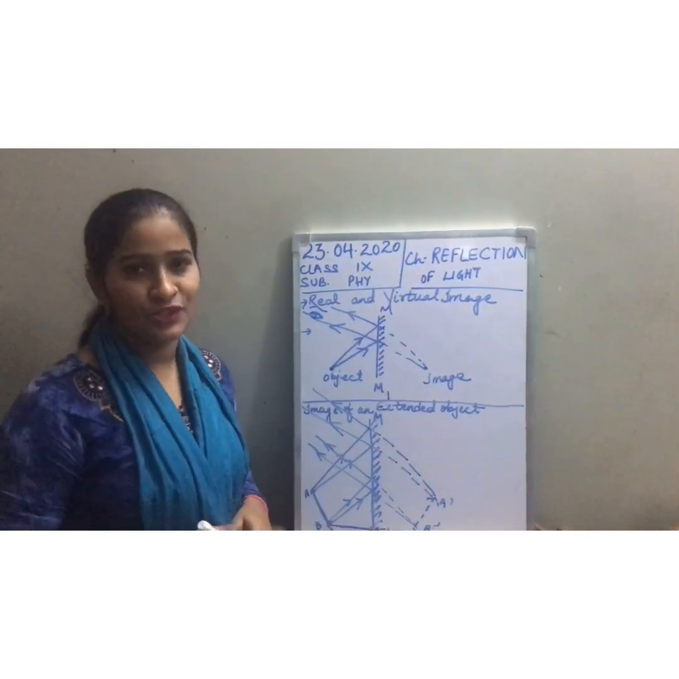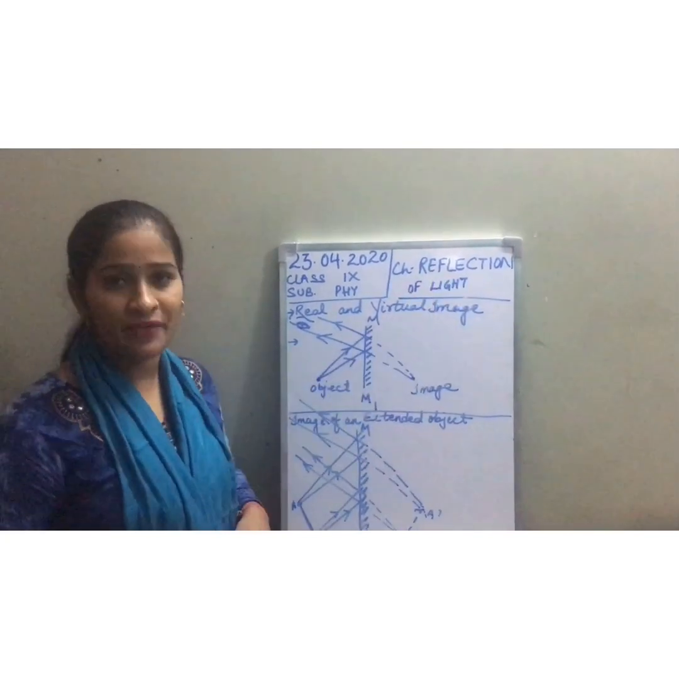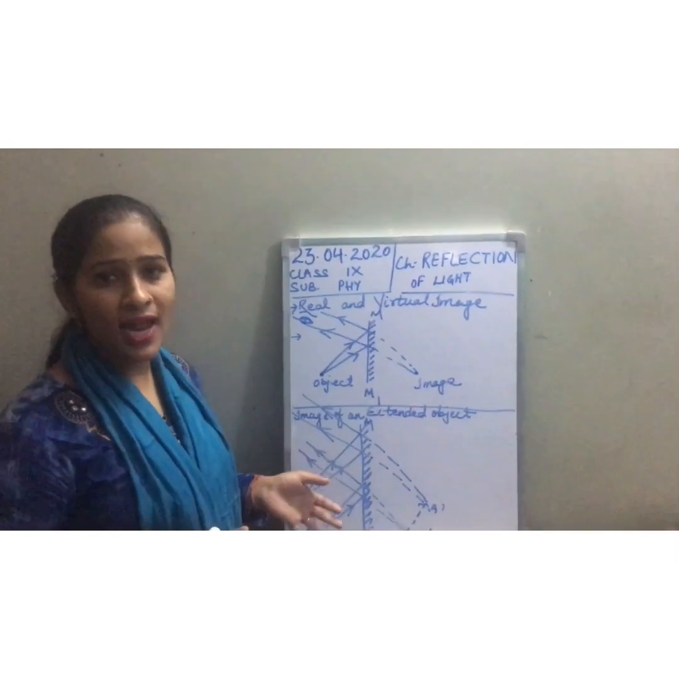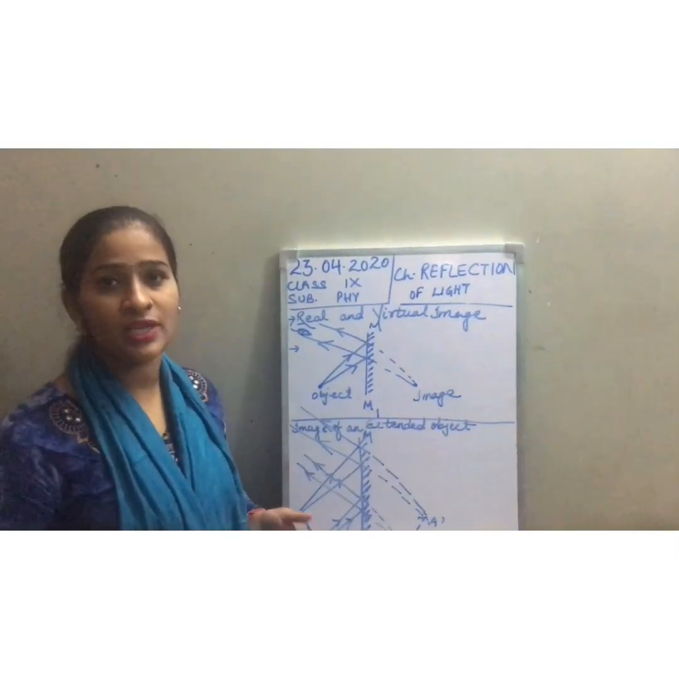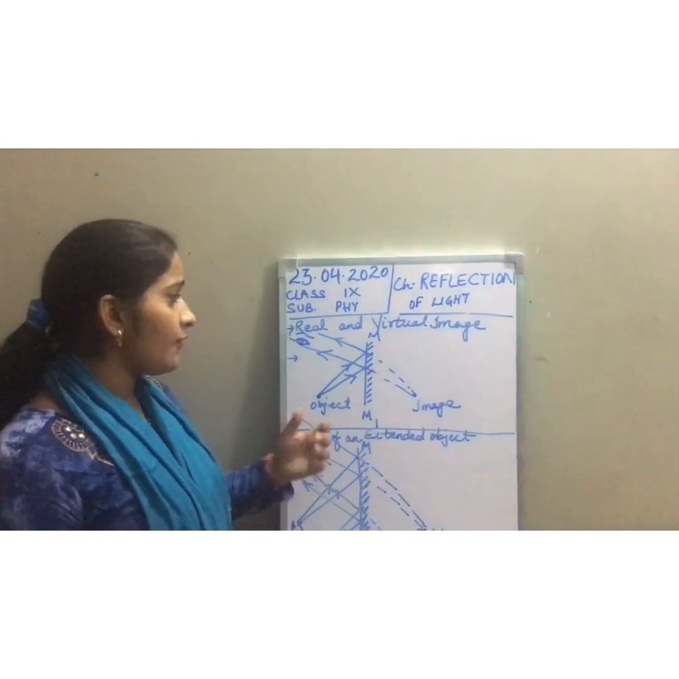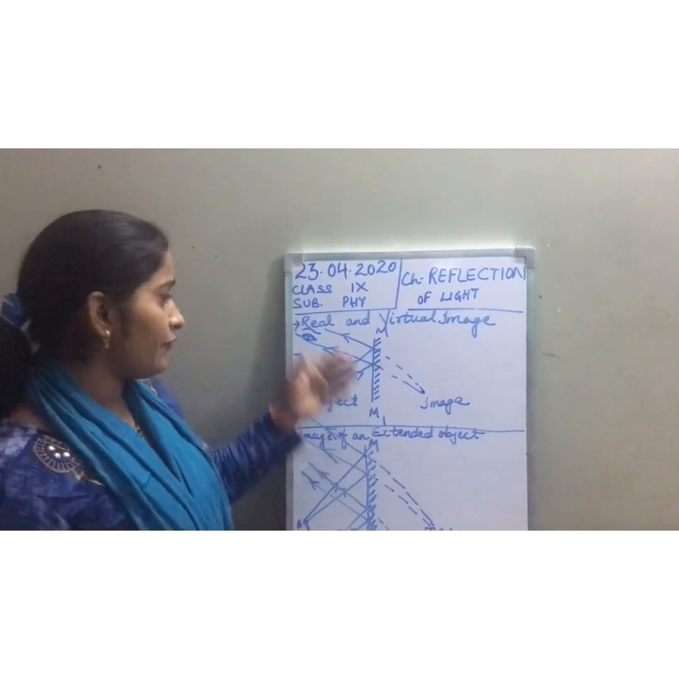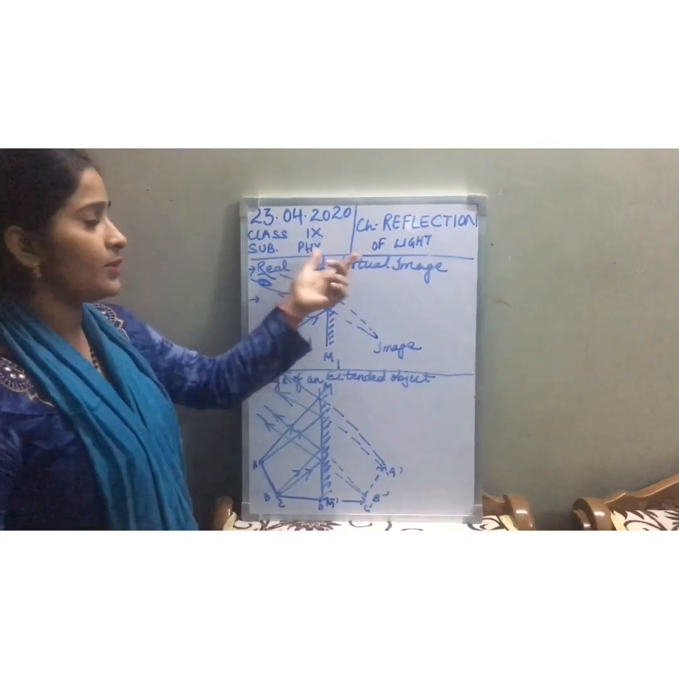Students, in the last video I explained the phenomenon of reflection of light. After that I explained two types of reflection. What were they? Regular and irregular reflection. After that I explained the laws of reflection, which are very important. After that I explained real and virtual images. Today I will explain some more differences between real and virtual images.